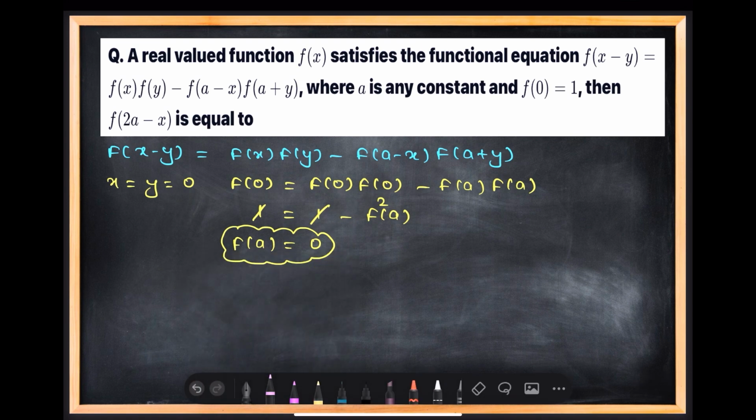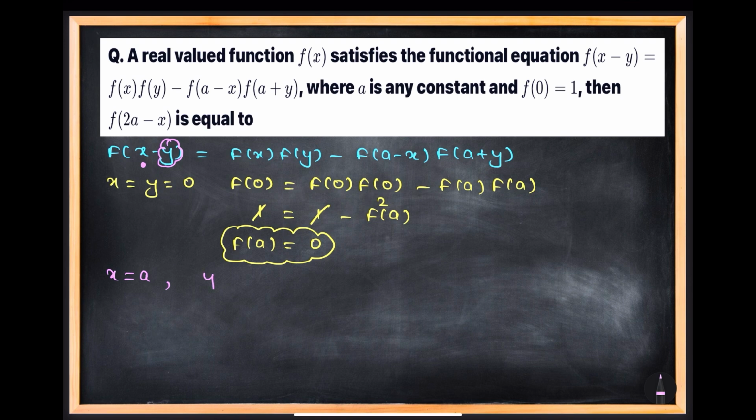Now the point is, we have to calculate f(2a − x). Now look at this. Can I try to create 2a − x over here? So what I want you to do is, in place of x, can you write a? So you have created a. Now you have to create 2a using y. So can I write y as x − a? Now look at this. If you do x − y, don't you think you will have f(2a − x)? Correct or wrong?